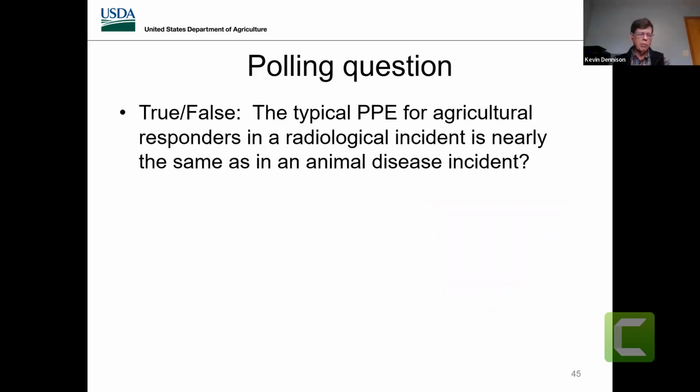So one more question here. The question is, the typical PPE, personal protective equipment, for agricultural responders in a radiological incident is nearly the same as in an animal disease incident. True or false?